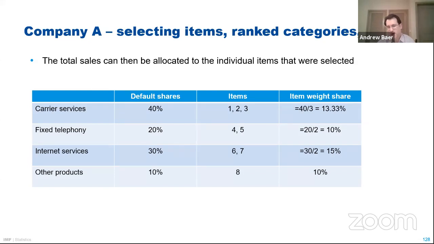Then we wouldn't have 3 items in that first category. We'd only have 2, so it would be 20% for each of the 2 items, 10% for each of the items in fixed telephony, because remember, this was ranked 3rd, so it only got a 20% share, and 15% for each of the 2 items in internet.